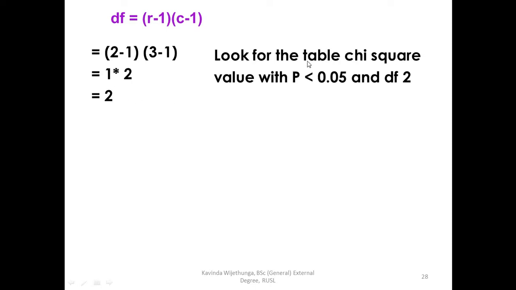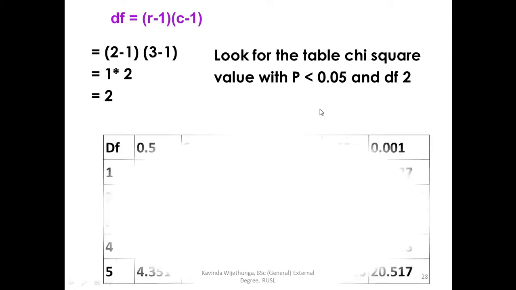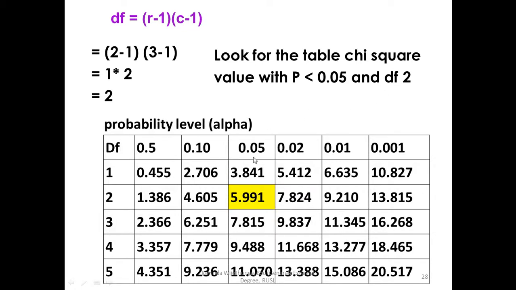Look at the chi-square table for 0.05 with degrees of freedom 2. You can see the same value, 0.05, with degrees of freedom equals 2. Then what is our table chi-square? 5.991. Then what is our calculated value? That is 9.65. What can you conclude then? Our calculated value is greater than the critical value, so we can reject the null hypothesis, no?